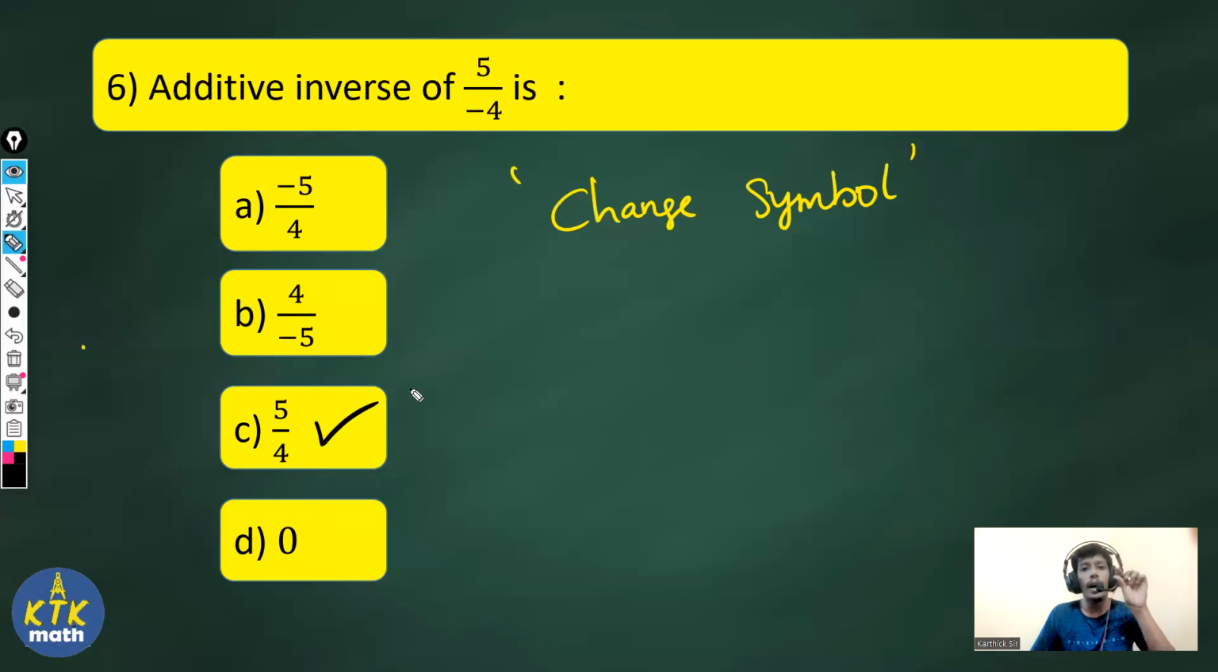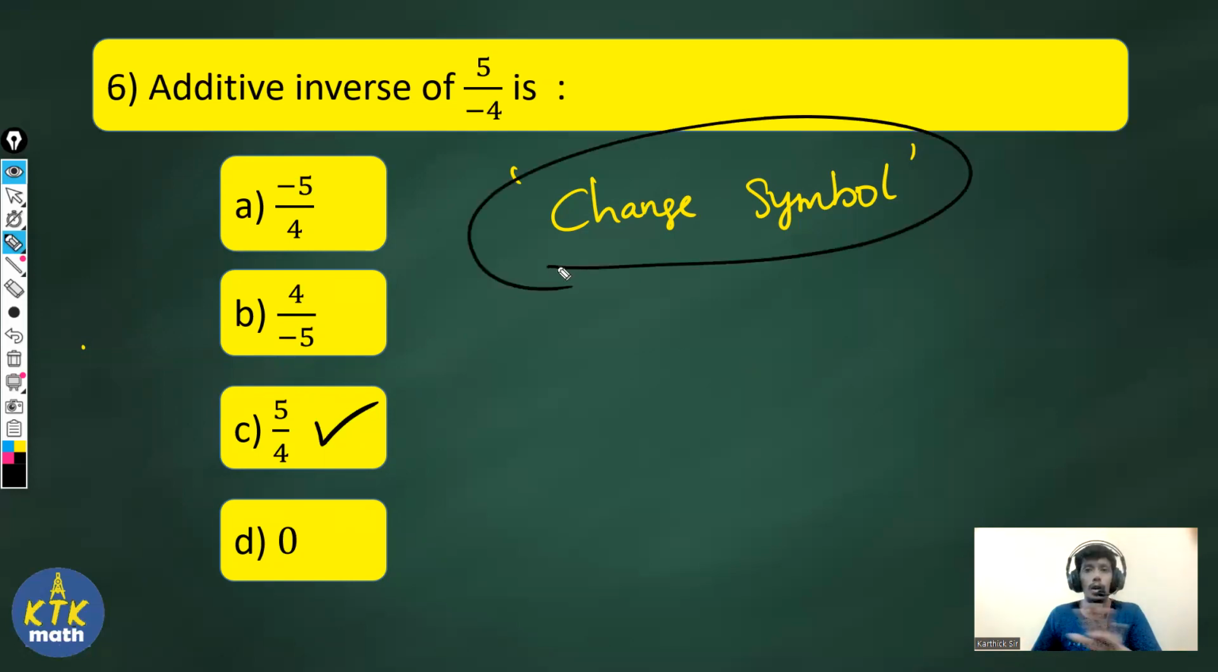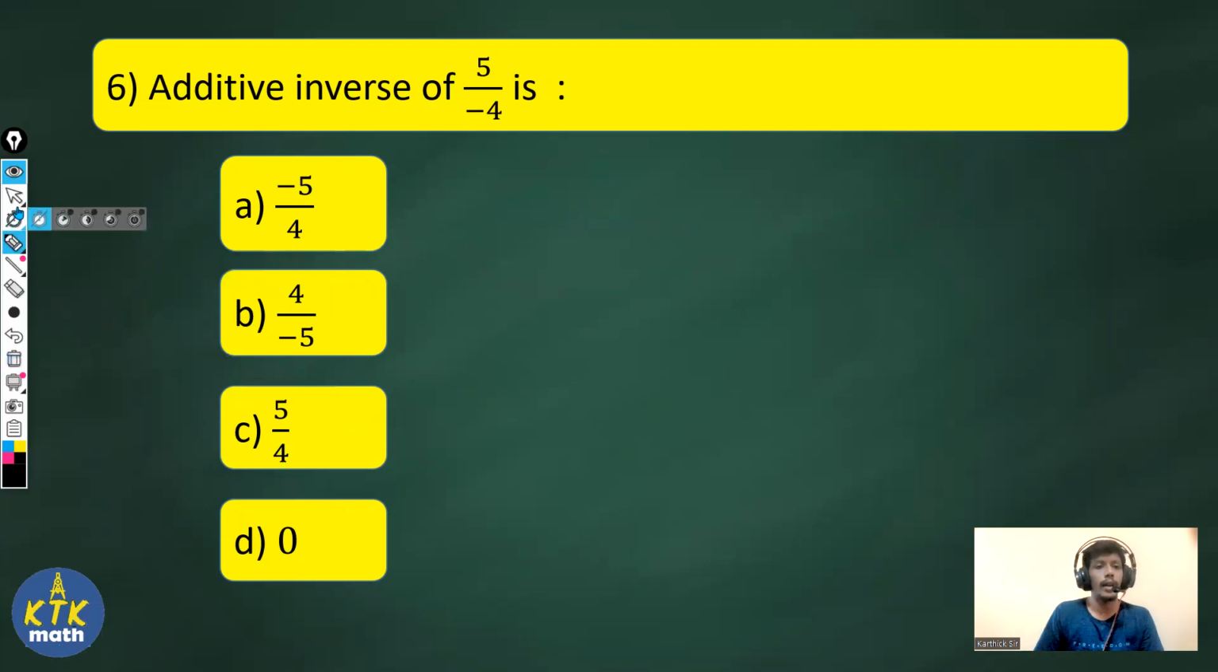Again, I'll repeat. Additive inverse means change the symbol. Reciprocal means you should not change the symbol, but flip the fraction. Is it clear now? See, why I'm mentioning this particularly: to confuse you, they gave this option also. Most of the students will pick this one, 4 by minus 5. They may have misunderstood the difference between reciprocal and additive inverse. So you do have such confusing options in your options. Be careful, be aware of the words they are using. And another word for reciprocal is multiplicative inverse.